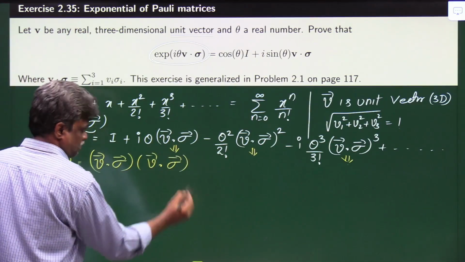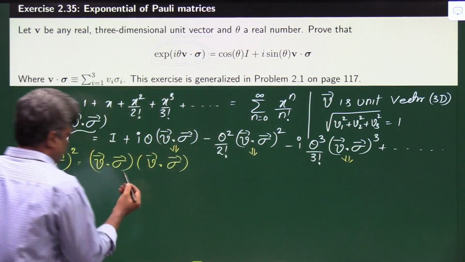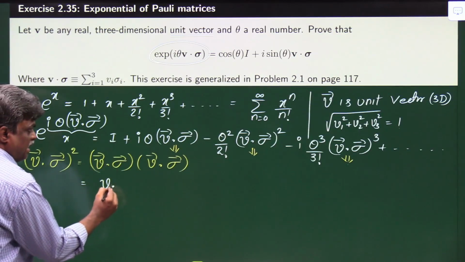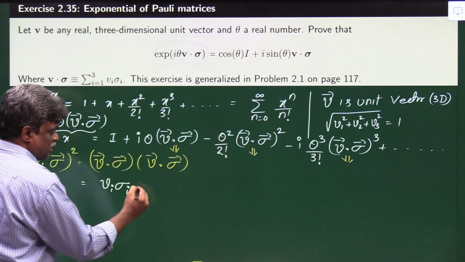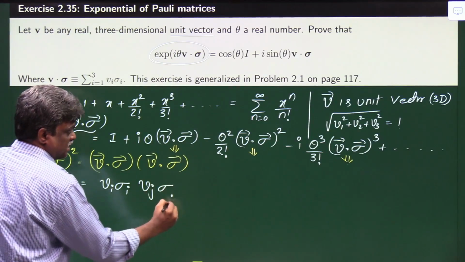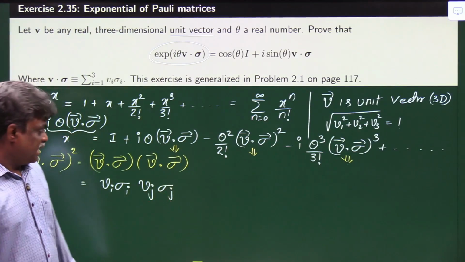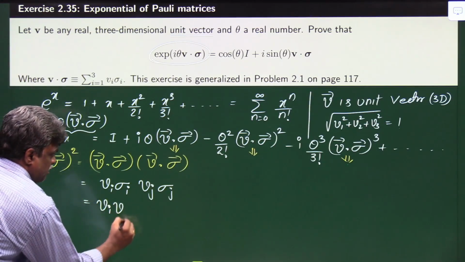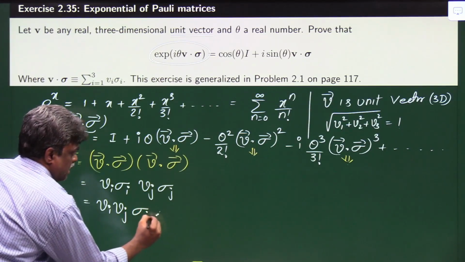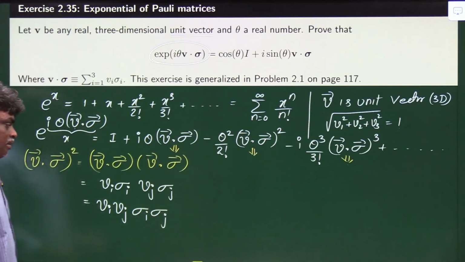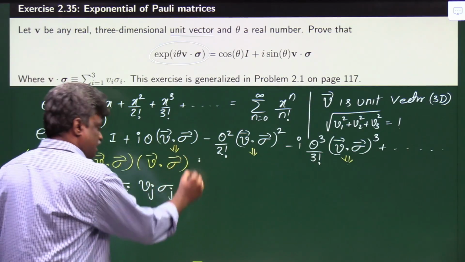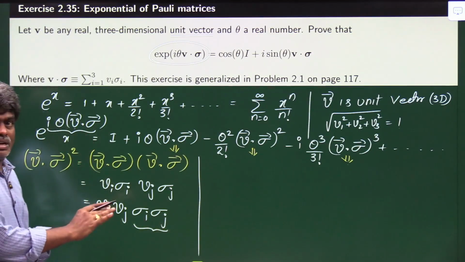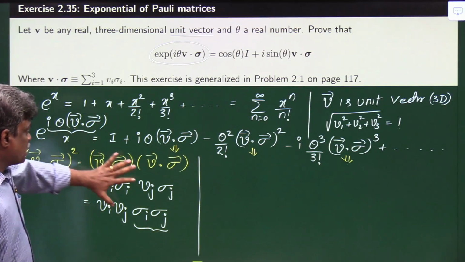So in the tensor notation we can write this as v_i σ_i and this also v_j σ_j. Just take a dummy index, another dummy index. Okay, so finally we can write this as v_i v_j σ_i σ_j. Right. So next what we have to find is this one, and I'm doing it more generally. Okay, so this is the tensor notation.